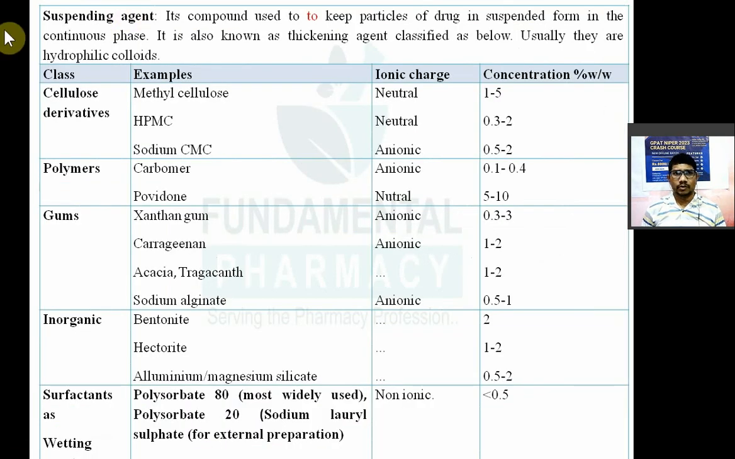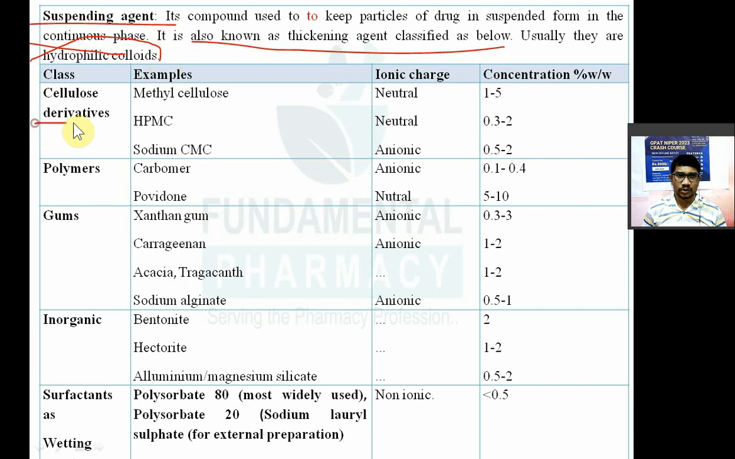Suspending agent: to form a suspension you need a suspending agent. The compound used to keep the particles in suspended form in the continuous phase is known as a suspending agent. It is also known as a thickening agent and it is classified into different classes. Mostly they are hydrophilic colloids.